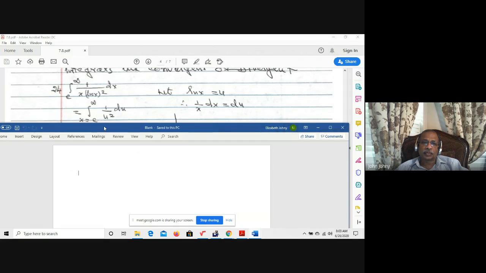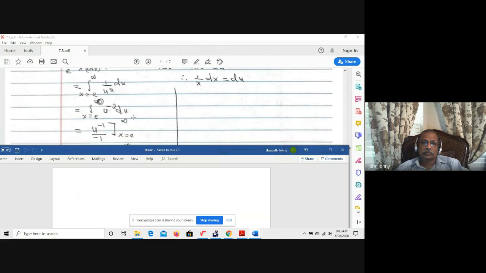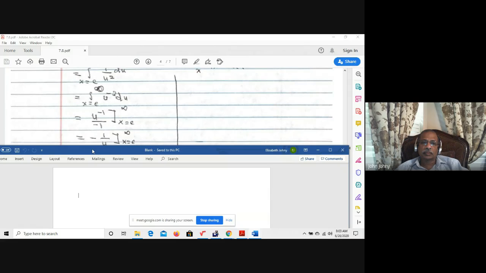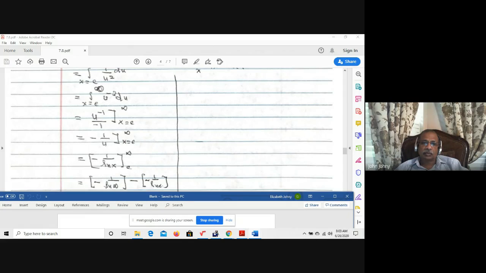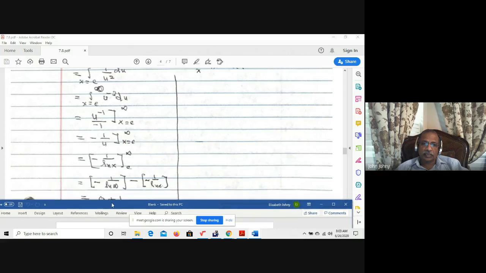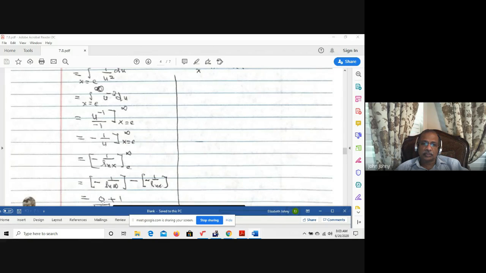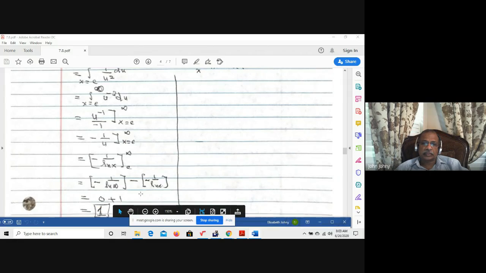And 1 over u square, that is u to the negative 2, which integrates to u to the negative 1 over negative 1. x varies from e to infinity, and u is the same as natural log of x. So negative 1 over natural log of x, e to infinity. Substitute the limit: negative 1 over natural log of infinity minus negative 1 over natural log of e. Natural log of infinity is infinity, so 1 over infinity is 0. Natural log of e is 1, so two negatives make a positive. So that is 0 plus 1. The answer is 1.